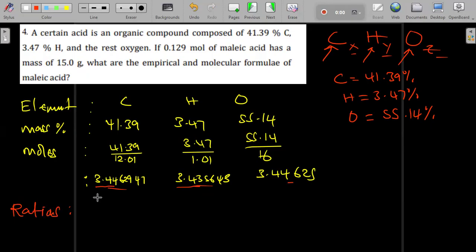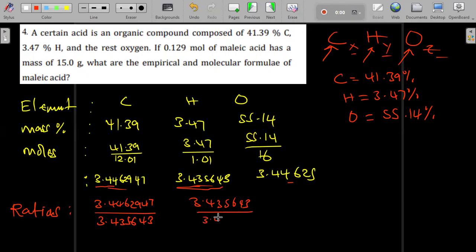The ratios will be this: 3.4462947 divided by the smallest number, which is this one, 3.435643. And then itself, we're going to divide it by itself.